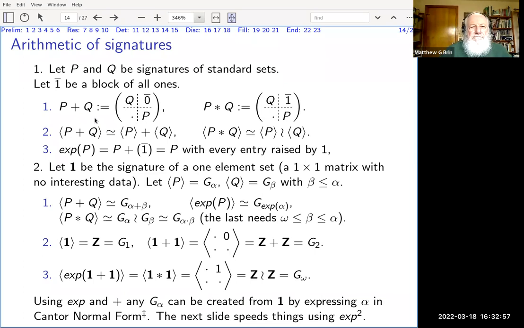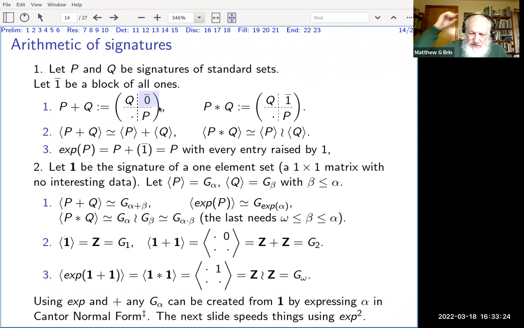All right. So let P and Q be signatures. And they're upper triangular matrices. And if I want to write down what I think of as P plus Q, I will take Q and I'll put it in an upper block. I will take P and put it in a lower block. I don't care what's in the lower left part. And in the upper left part, I will simply fill all of the entries with a 0.